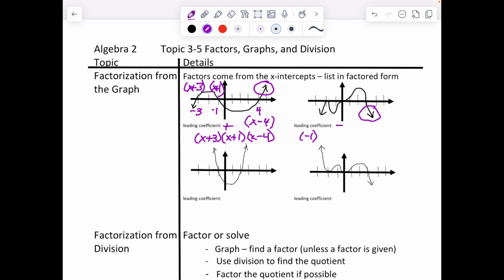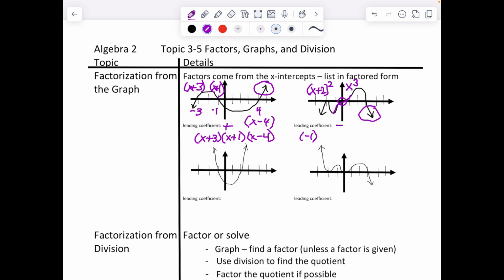This first intercept is at -2, so it's going to be x plus 2, because you do the opposite. And since it bounces there, going in the same direction on both sides, it's a multiplicity of 2. The next one goes through 0 here. When it goes through 0, that means x is our factor. And because it slopes in gradually and then slopes out, that's going to be an x cubed.